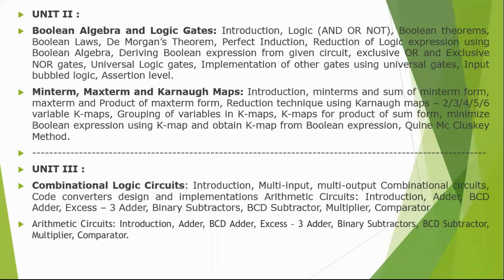Then in the next chapter we have minterms, maxterms, and K-maps. K-map is used for identifying minterms and maxterms and minimizing them. So reduction techniques of K-maps. K-maps can be plotted with the help of 2 variables, 3 variables, 4 variables, 5 variables, or 6 variables. Then grouping of these.